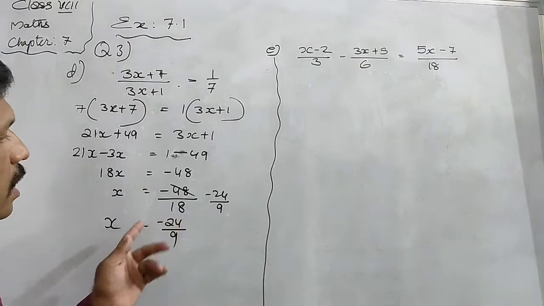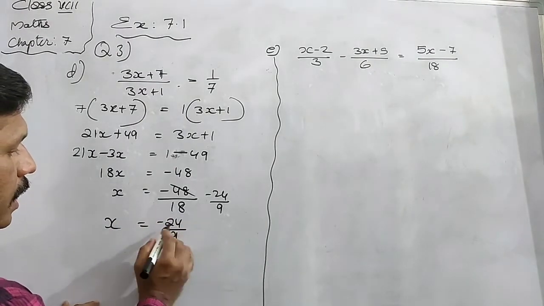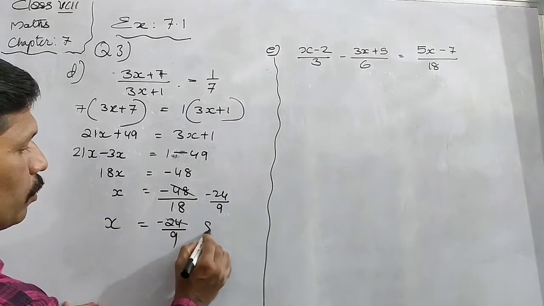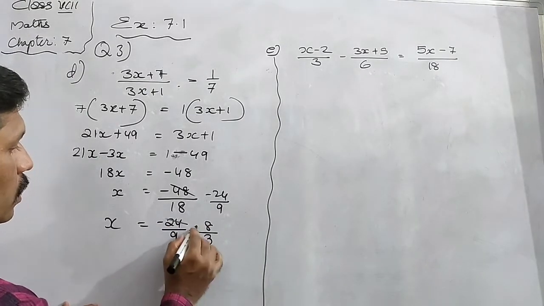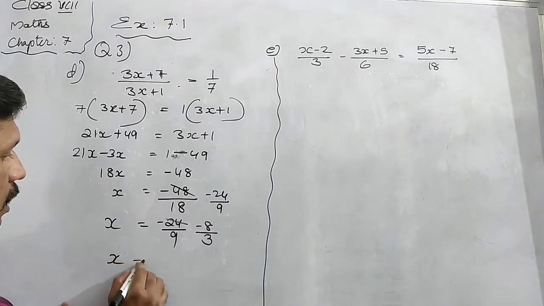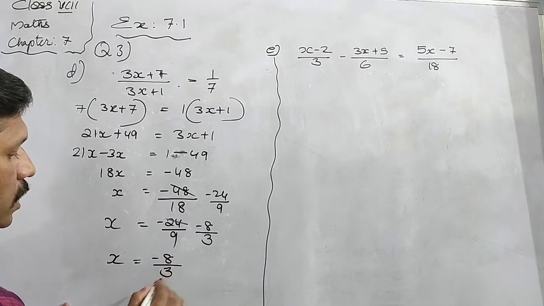So here students, we can cut it by 3 itself again. 3 8s are 24 and 3 3s are 9. So the final answer is x is equal to negative 8 upon 3.